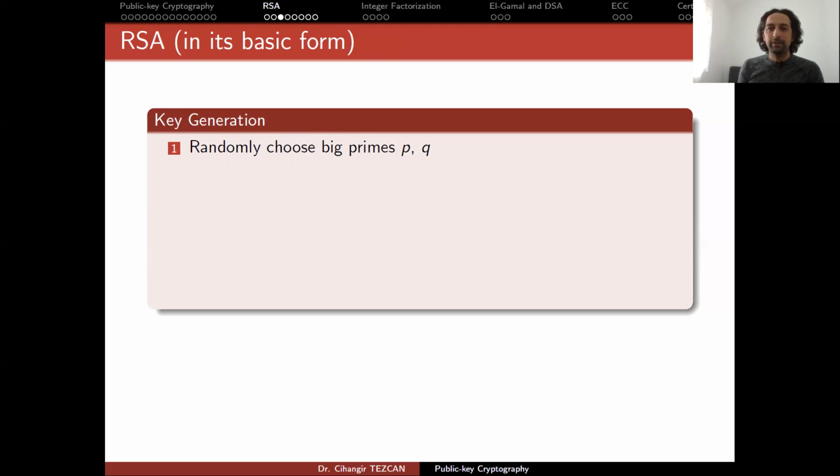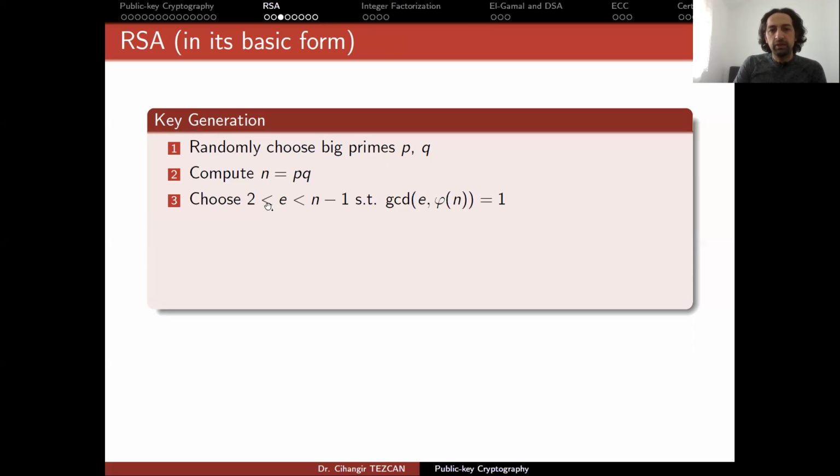But let's assume that we have a good way of choosing big prime numbers P and Q. So this is your first step. Next you multiply P and Q and obtain N. Third step is to choose a number E, and this can be chosen like 3 or 2 to the 16 plus 1, as I said before, in a different algorithm, which would make computations a little bit faster. But the greatest common divisor of E and phi n should equal 1.